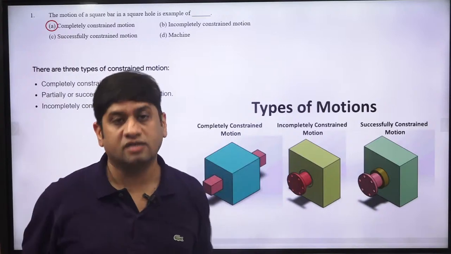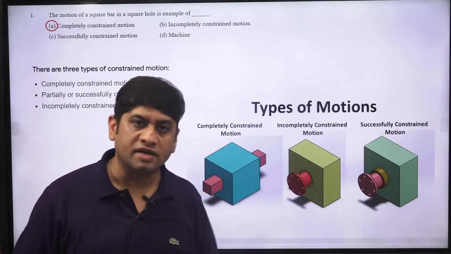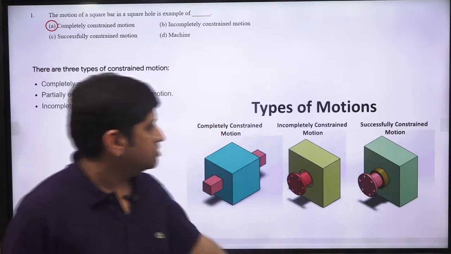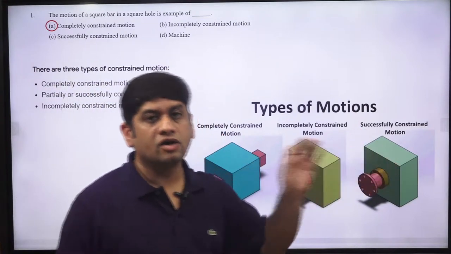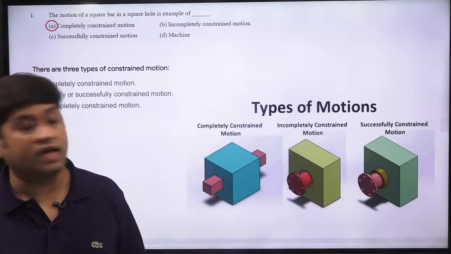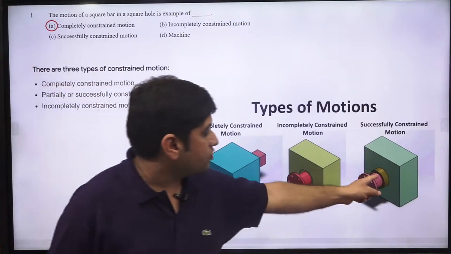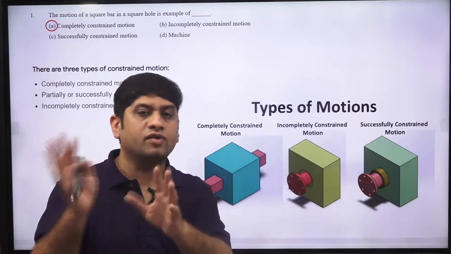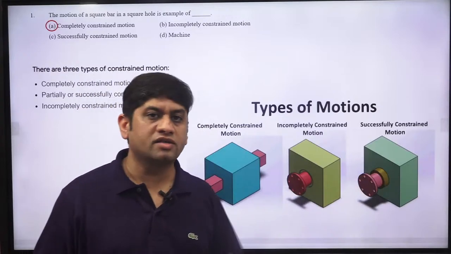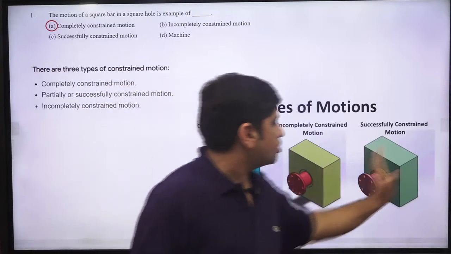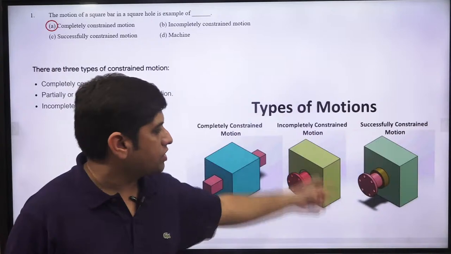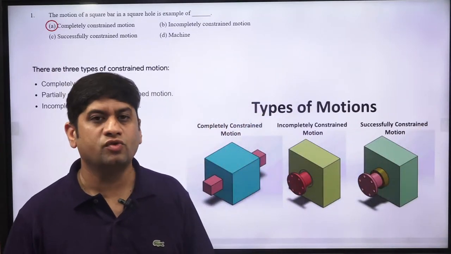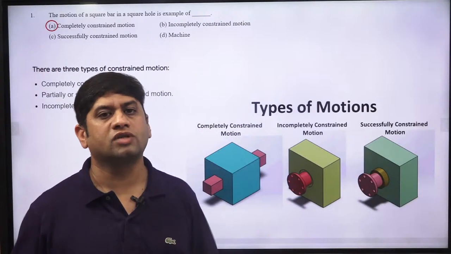Then there is a third type of constrained motion, which is successfully constrained or partially constrained. What is the meaning of that? You have put some kind of collar here which restricts one of the motions. Maybe it cannot translate now. It can rotate, but it cannot translate because you have put the collar.